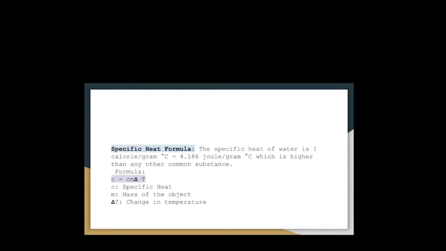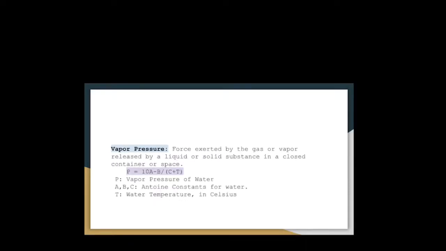Vapor pressure is the force exerted by the gas or vapor released by a liquid or solid substance in a closed container or space. P equals 10^(A minus B divided by C plus T), where P is the vapor pressure of water, A, B, C are Antoine constants for water, and T is the water temperature in Celsius.